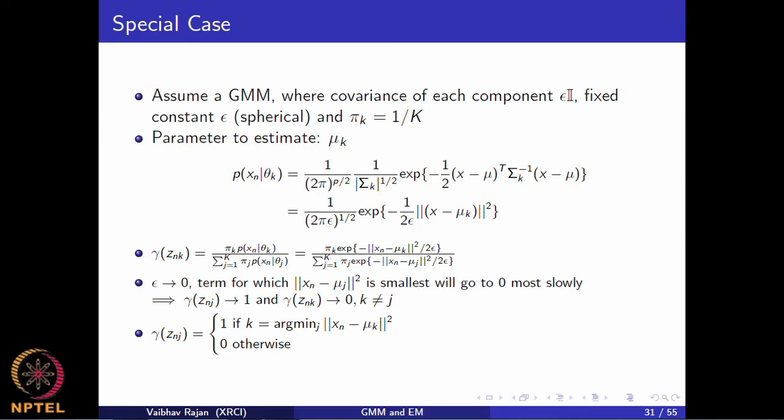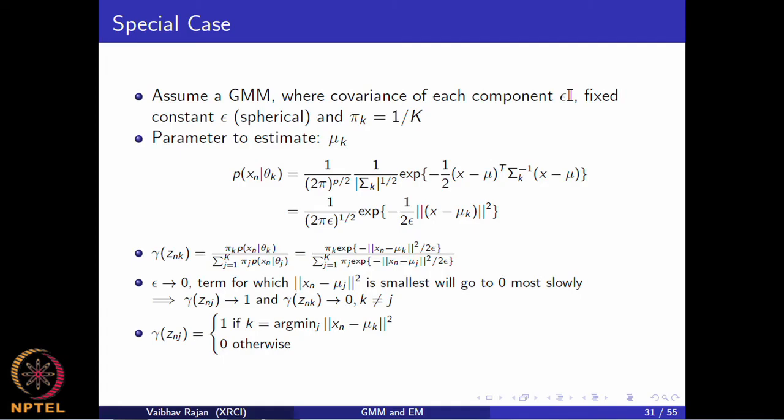Okay, so let's do one more thing for today. Let's look at a special case. Let's assume a Gaussian mixture model where the covariance of each component is fixed to be epsilon times the identity matrix. So, epsilon is a fixed constant. Epsilon times identity will give you a spherical Gaussian. We also fix pi k. So each component gives exactly the same contribution towards the Gaussian mixture. Now, the only parameter to estimate is mu k, right.